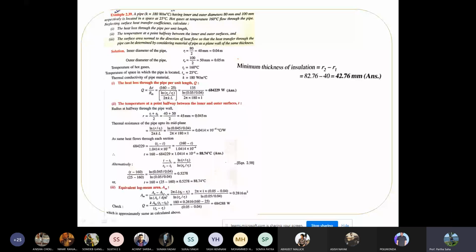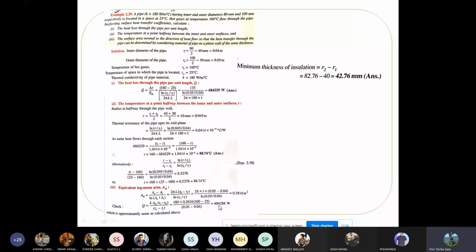So AO is 2 pi L RO, and AI is 2 pi L RI. So 2 pi L is common for both: 2 pi L (RO minus RI) divided by ln RO by RI. So you solve for the logarithmic mean area, you get 0.2816 meter square. Now check Q will be how much? K times mean area times (Ti minus TO) over (RO minus RI). So you put this value and then you solve it, it's the same, right? 684288, which is approximately same as the calculator.